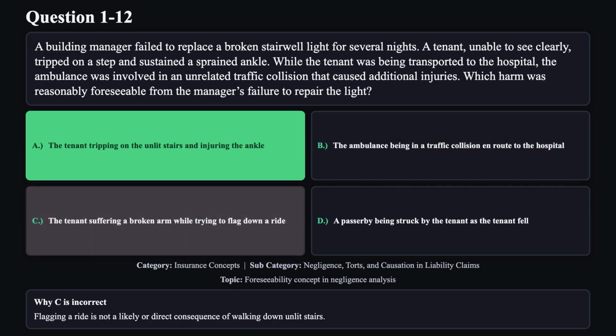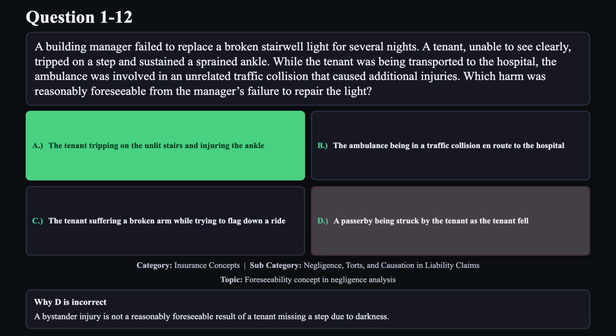Reason C is not correct. Flagging a ride is not a likely or direct consequence of walking down unlit stairs. Reason D is not correct. A bystander injury is not a reasonably foreseeable result of a tenant missing a step due to darkness.